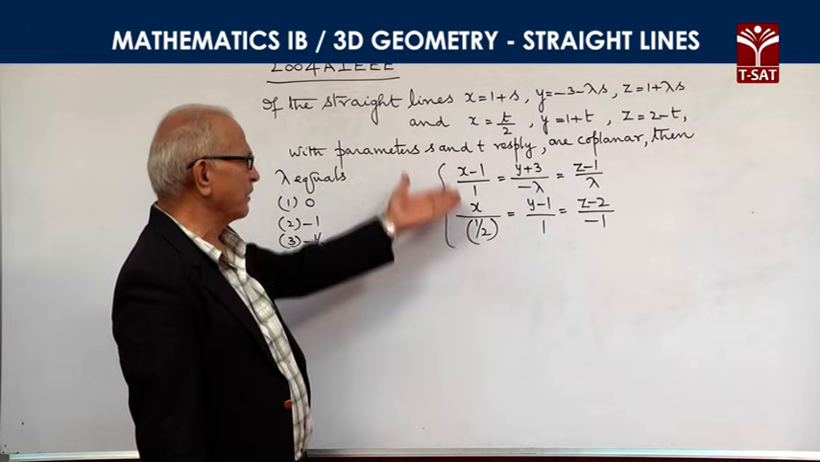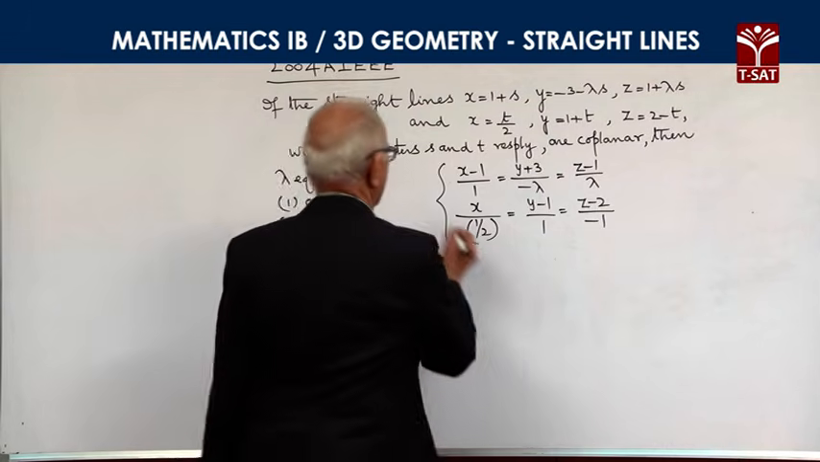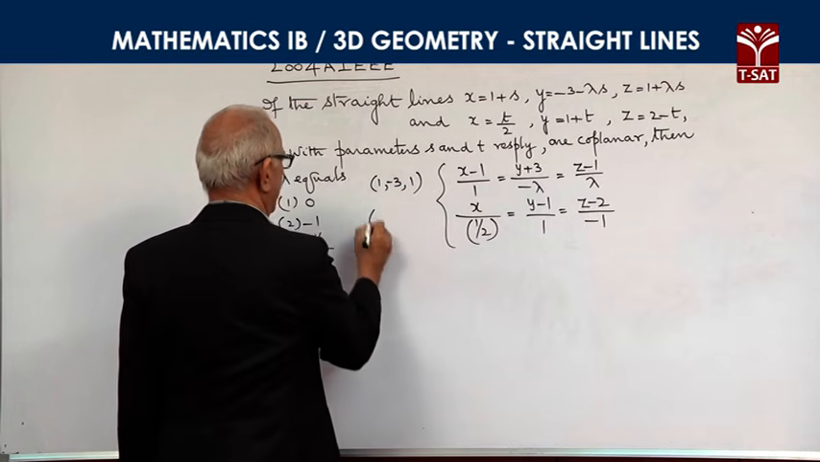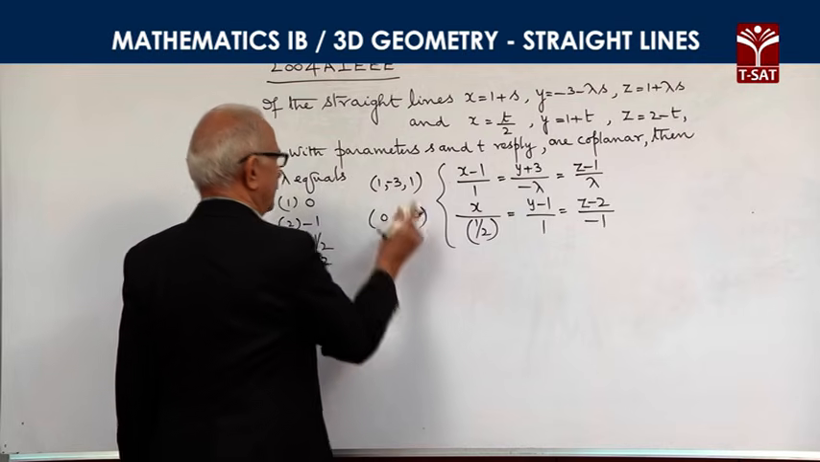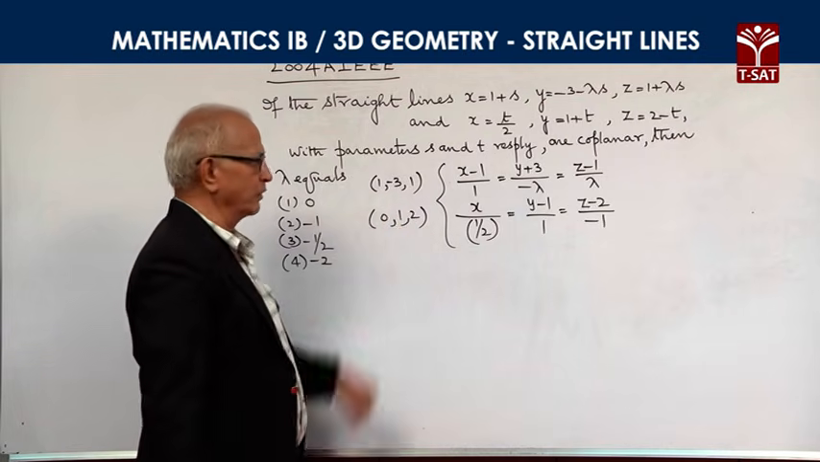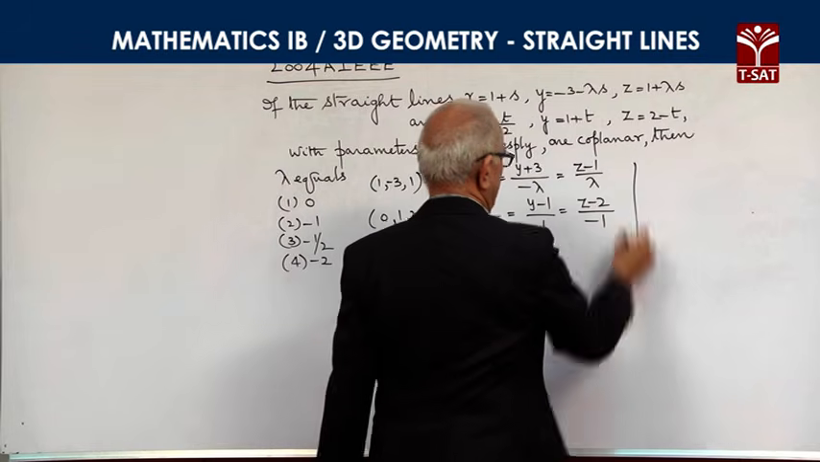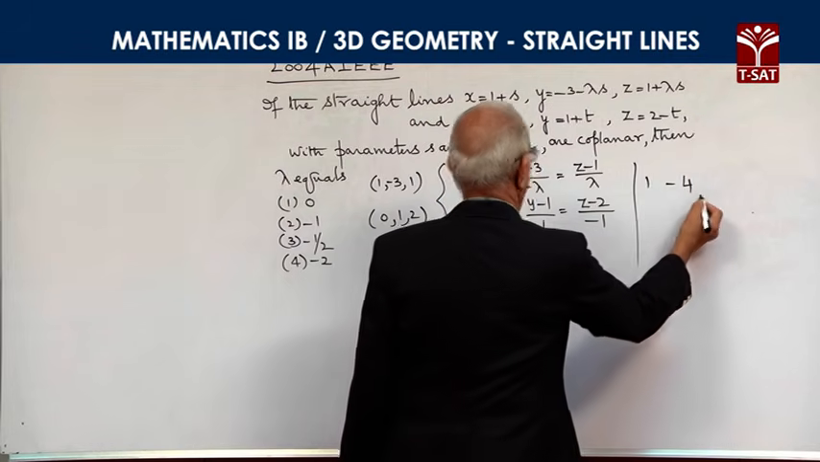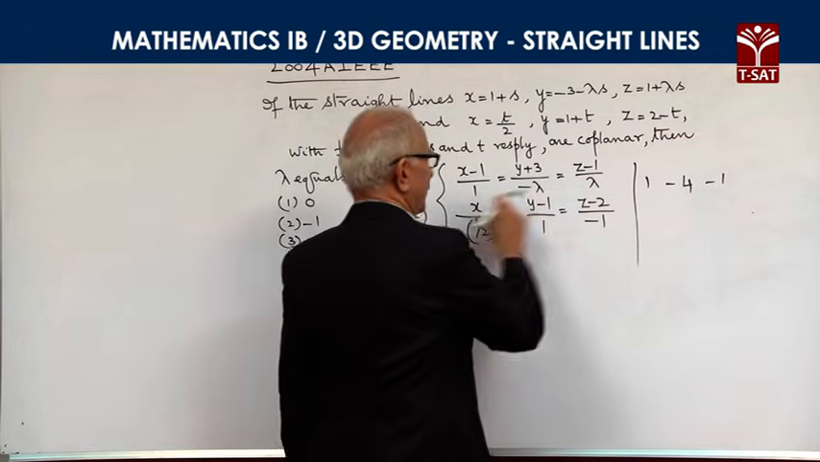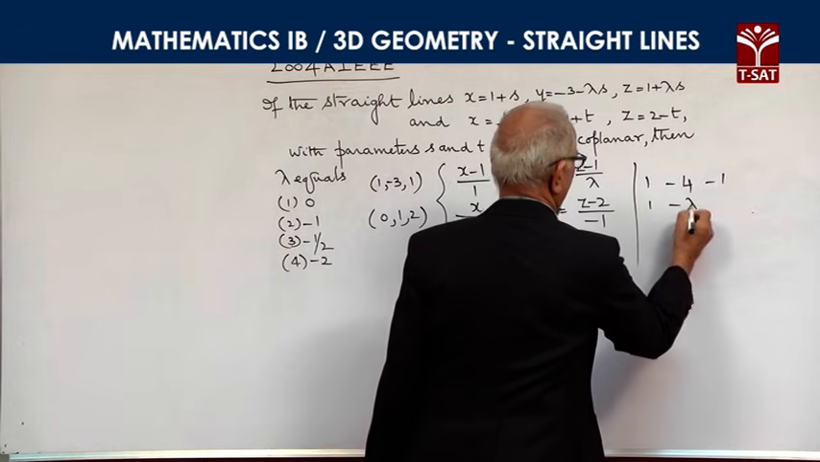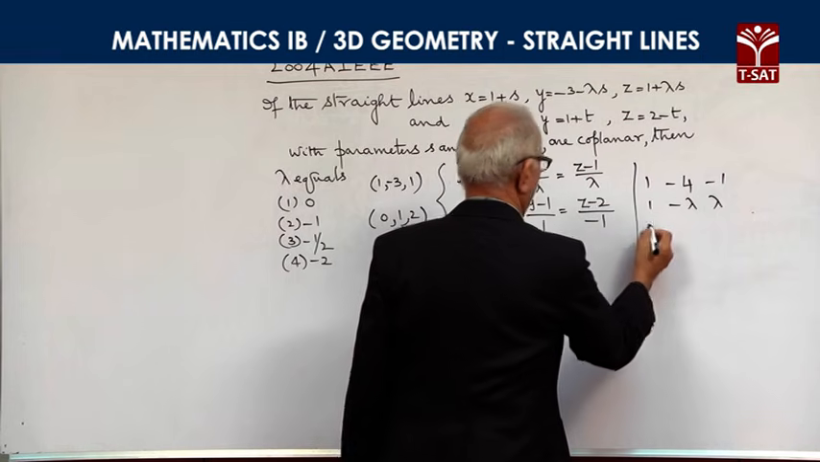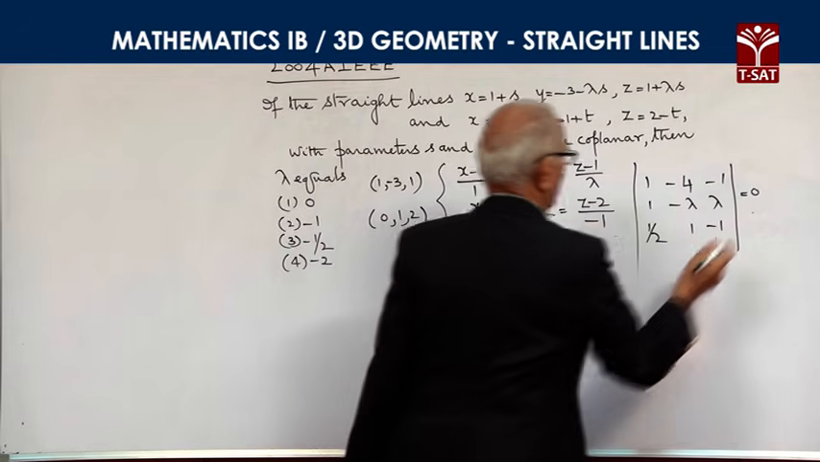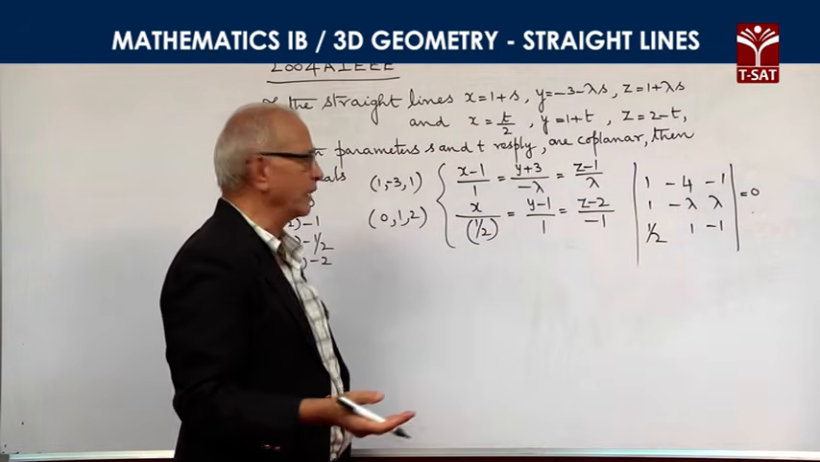Now the question is very clear. A point on the first line is (1, minus 3, 1). A point on the second line is (0, 1, 2). So this is x1, y1, z1, and this is x2, y2, z2. Therefore the condition is the determinant with rows: x1 minus x2, y1 minus y2, z1 minus z2, which is 1, minus 4, minus 1; the direction numbers of the first line 1, minus lambda, lambda; and the direction numbers of the second line 2, 1, minus 1, equal to 0. So by solving this equation you find the value of lambda.